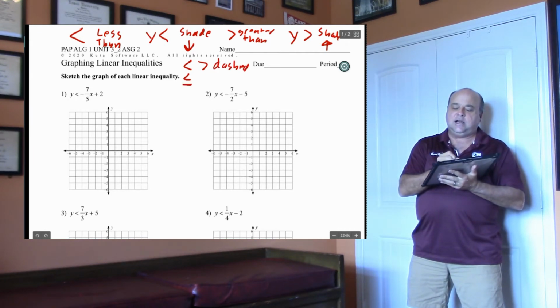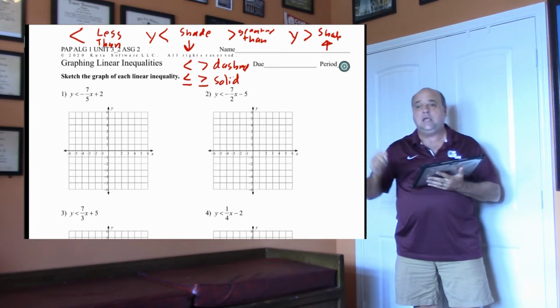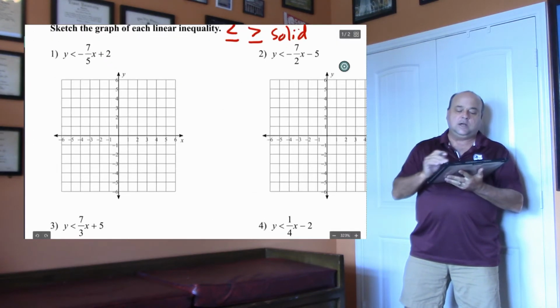Also remember, if it's less than or greater than, it's dashed. If it's less than or equal or greater than or equal, it's a solid line because any point on the line will be equal to the y. So that's going to be a true statement. So let's go to number 1.